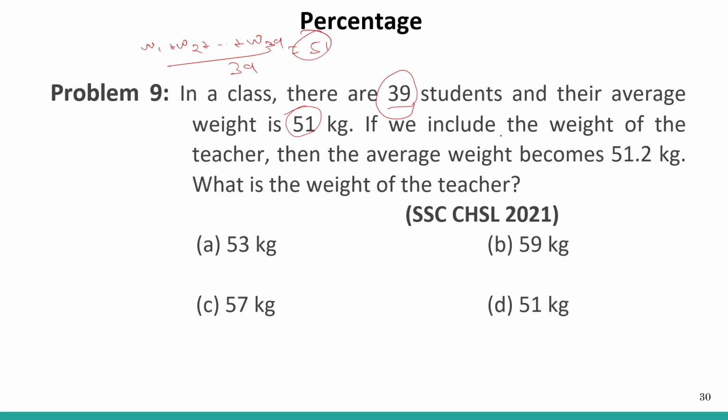If we include the weight of the teacher, then the average weight becomes 51.2 kg. So let's add W1 plus W2 plus dot dot dot plus W39 plus WT, where WT is the weight of the teacher, and divide it by 40. The average becomes 51.2. So what is the weight of the teacher?